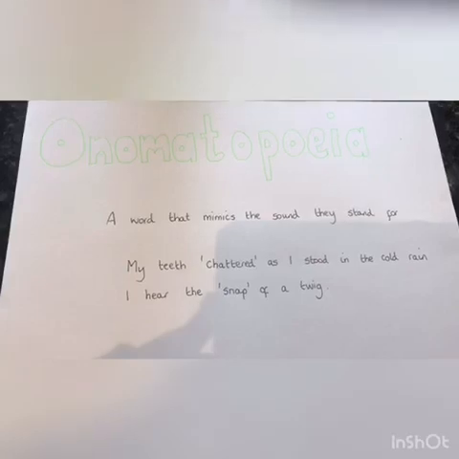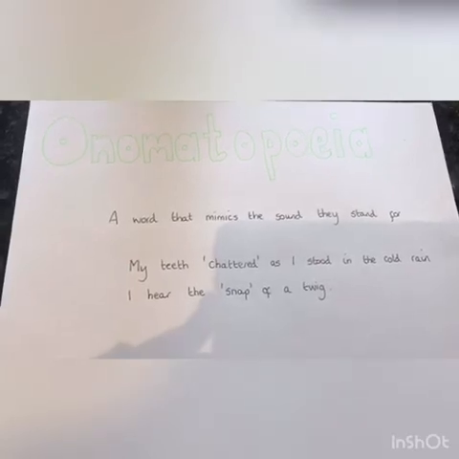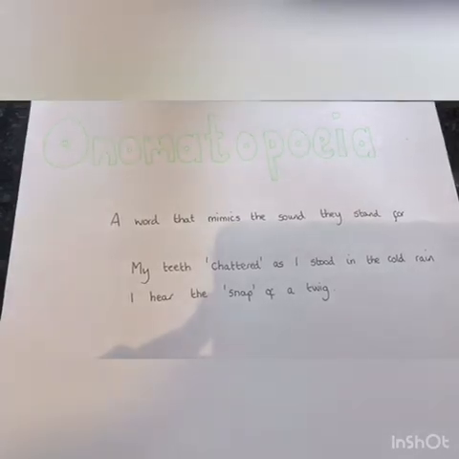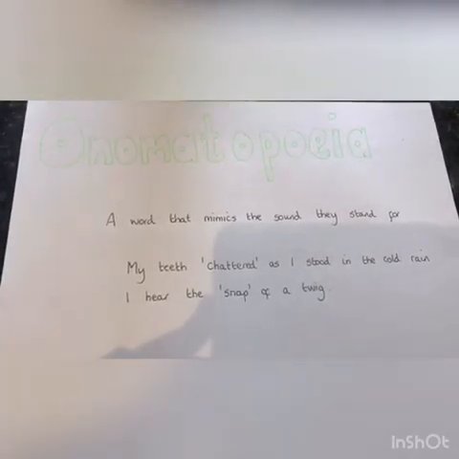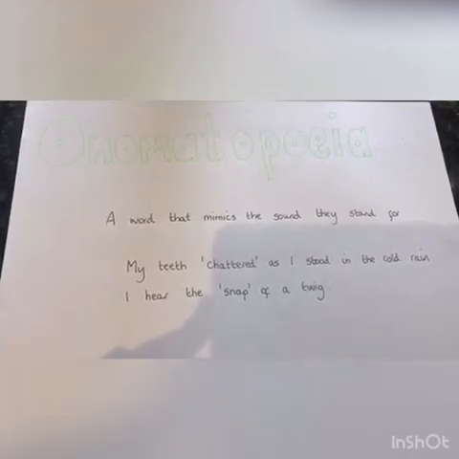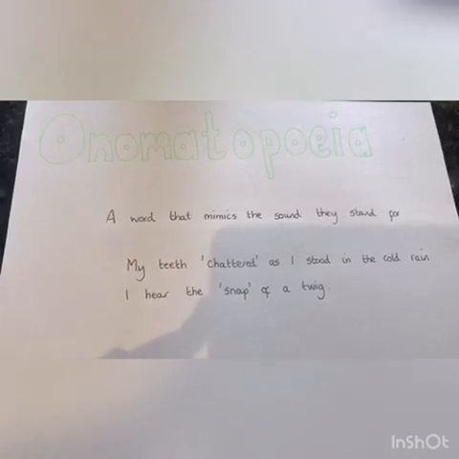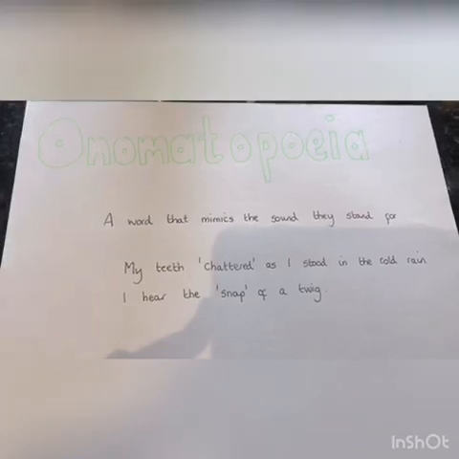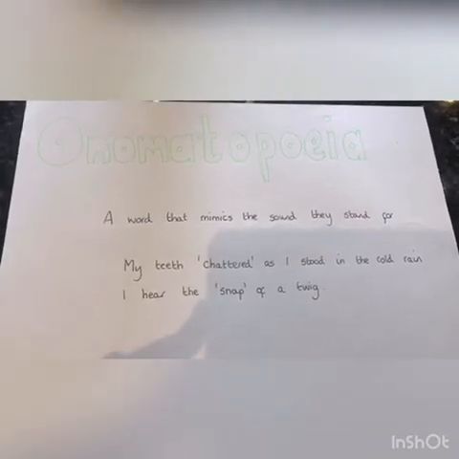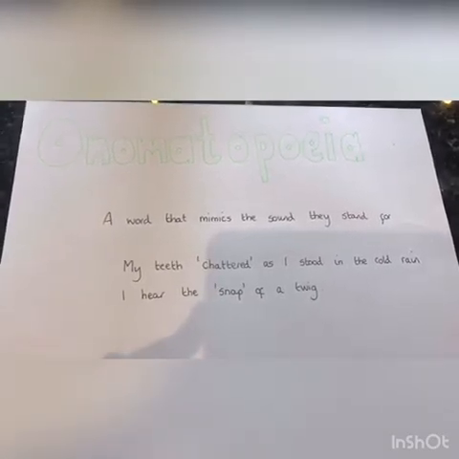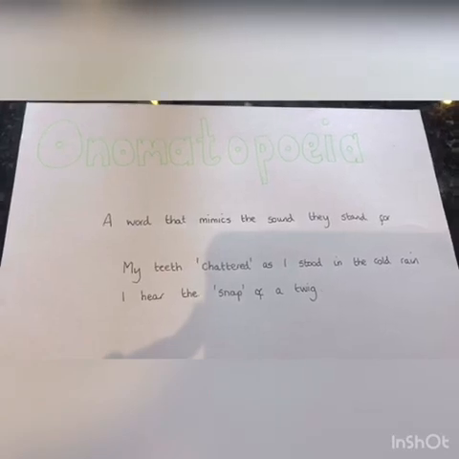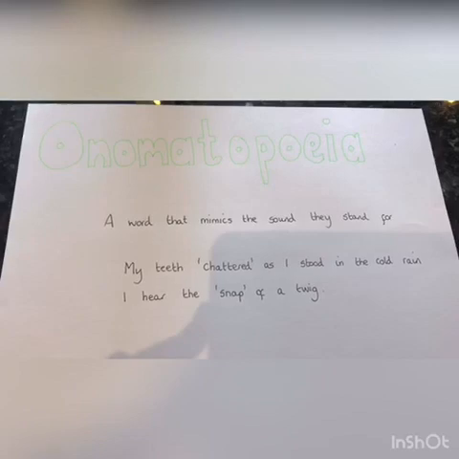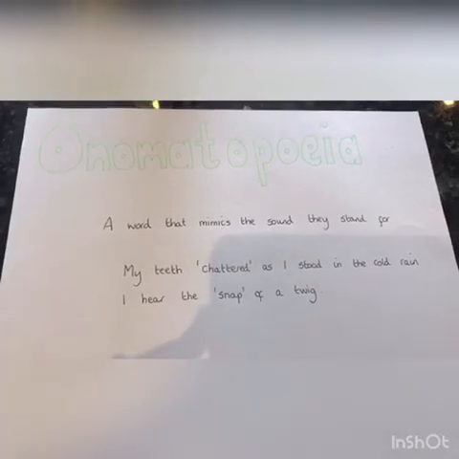Whilst there are many other examples of figurative language, the final one that I've decided to focus on is onomatopoeia. Now, onomatopoeia is a word that mimics the sound that they stand for. So, for example, my teeth chattered as I stood in the cold rain, or I hear the snap of a twig. So the word that mimics the sound in those two sentences that we've chosen are chattered and snap.